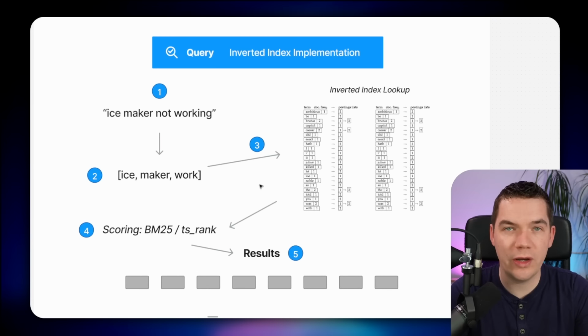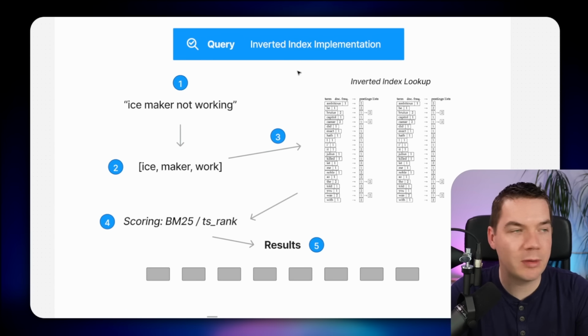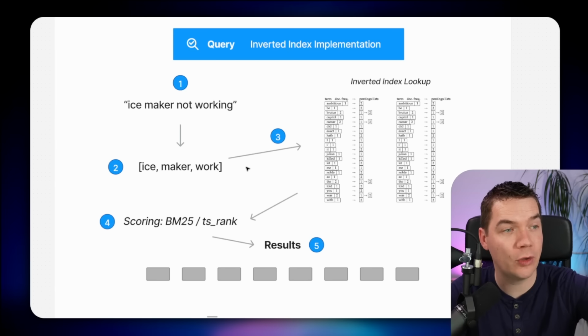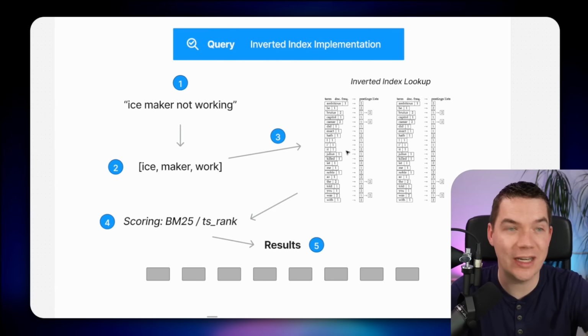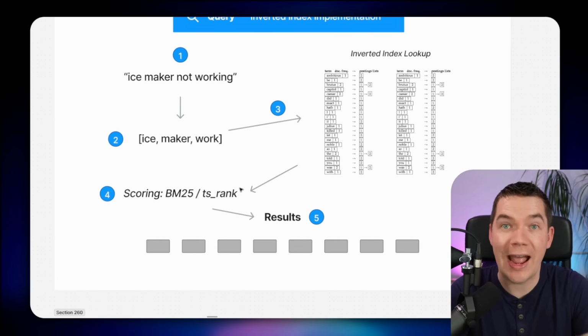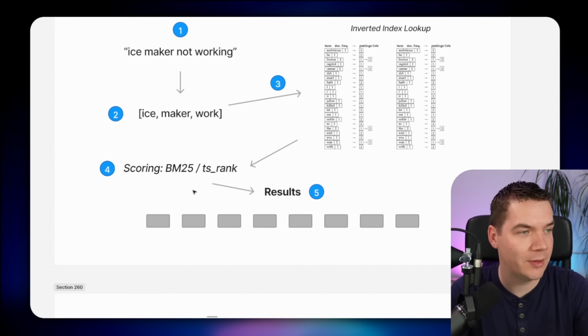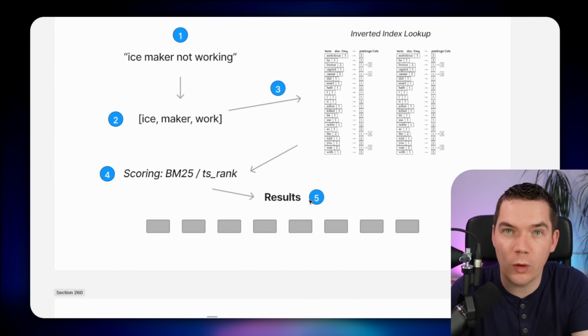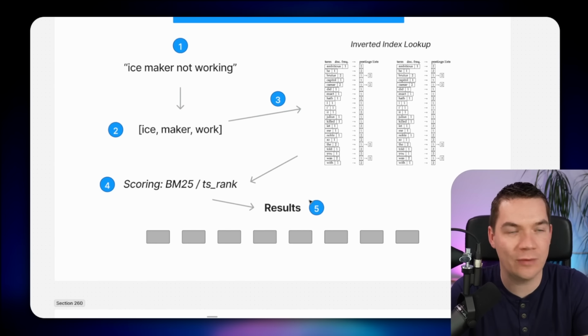And then when it comes to querying, if it's an inverted index implementation, you have your query, "icemaker not working", that is then stemmed, lowercased, punctuation removed and tokenized, and the lookup happens of those tokens against the inverted index. The results of that lookup are then scored or ranked using a particular algorithm, from which you get the most relevant results back. That's how BM25 works, and how TS rank works with the Postgres implementation of TS vector.